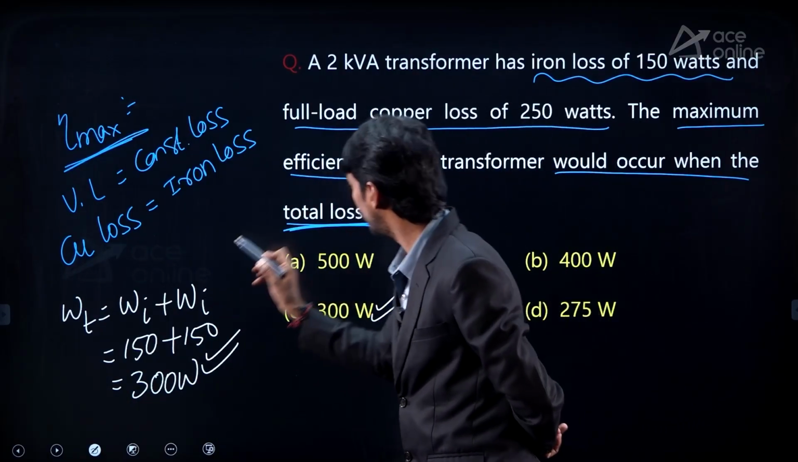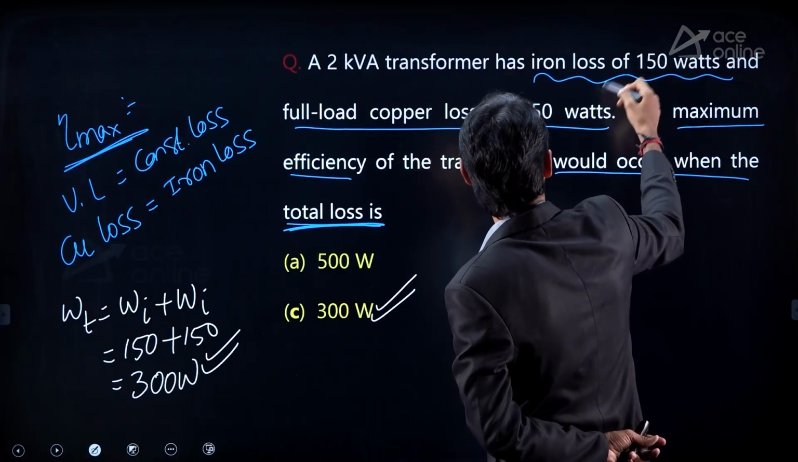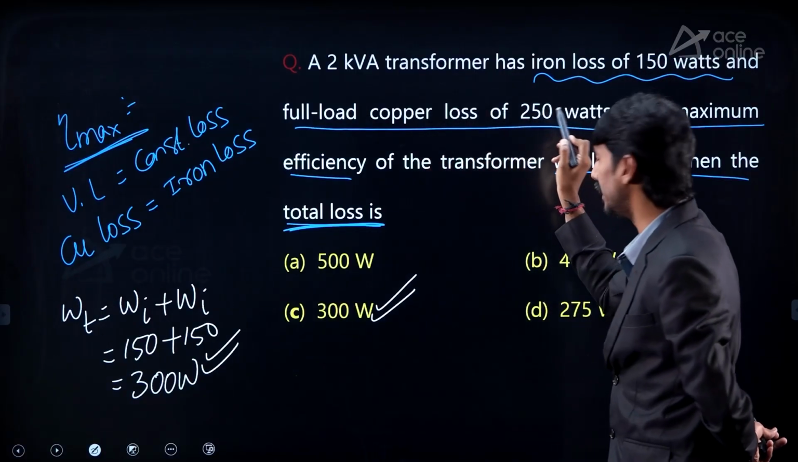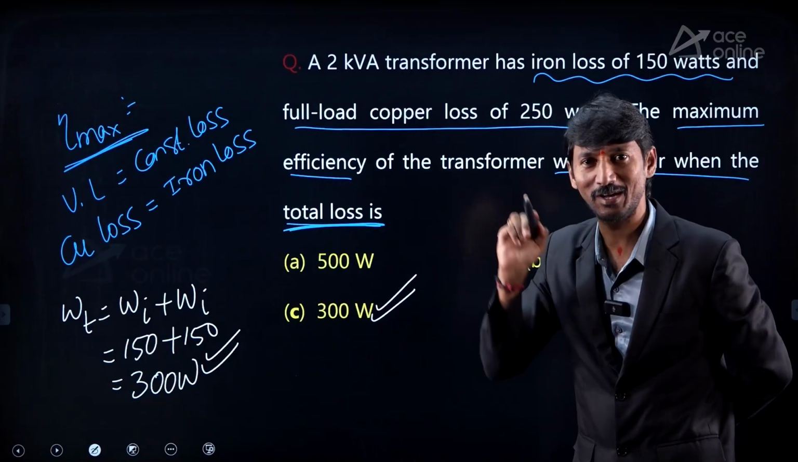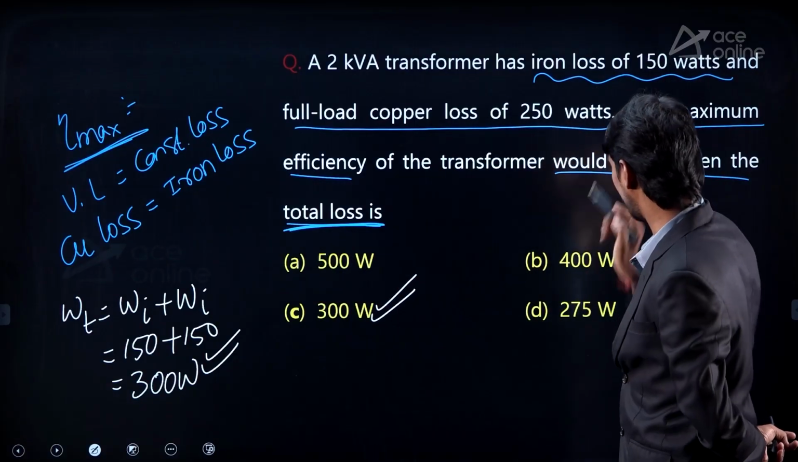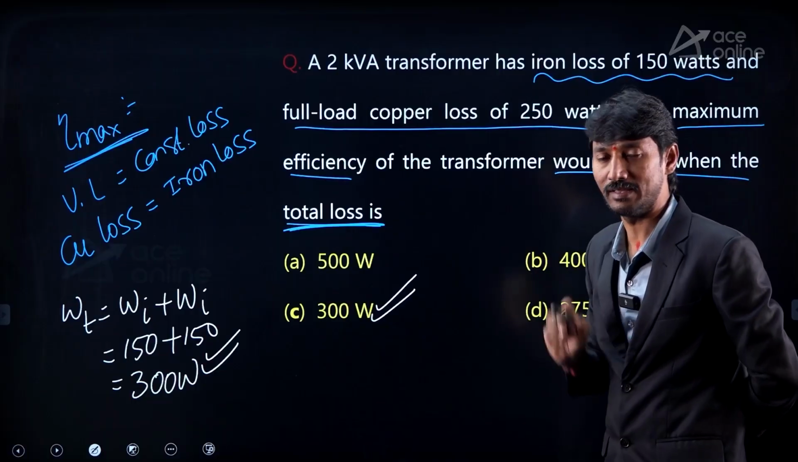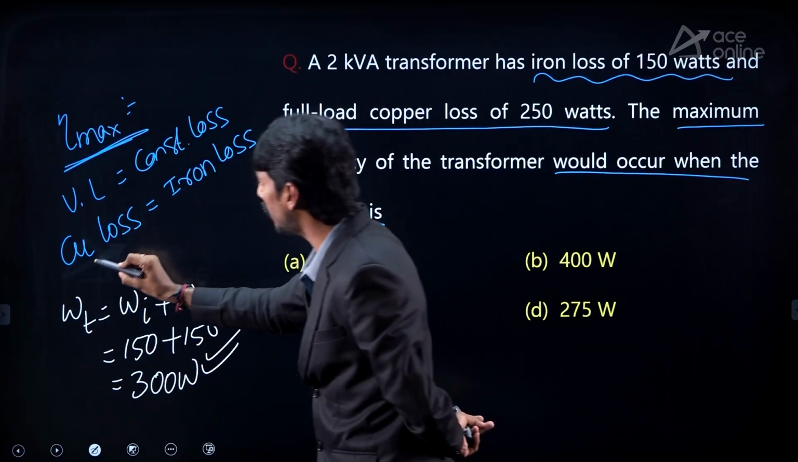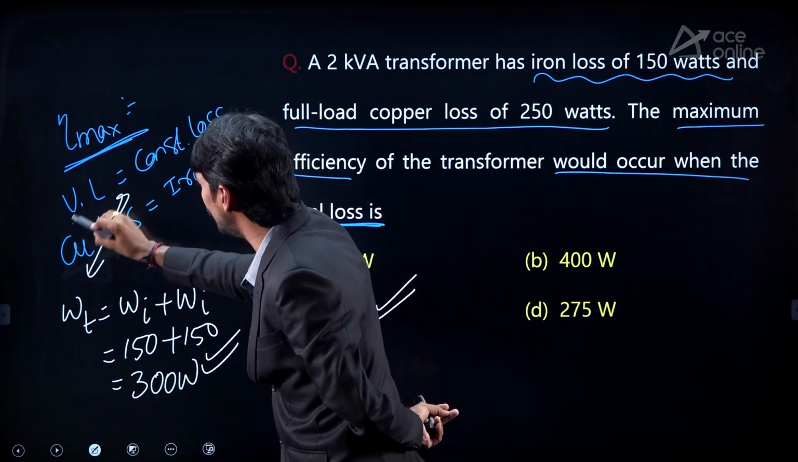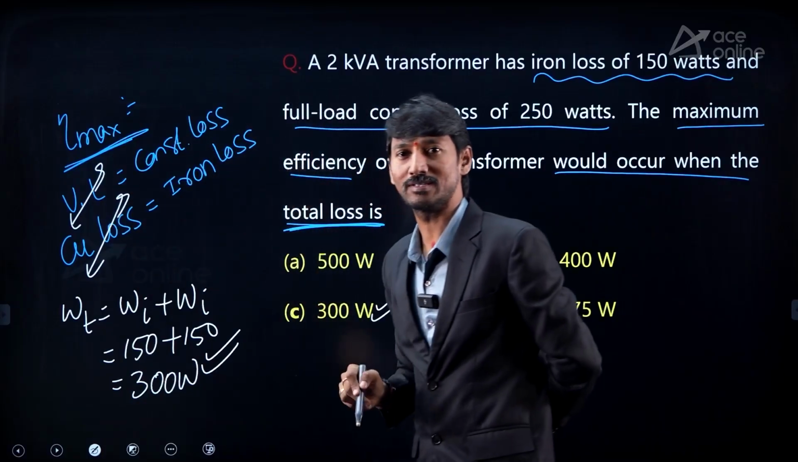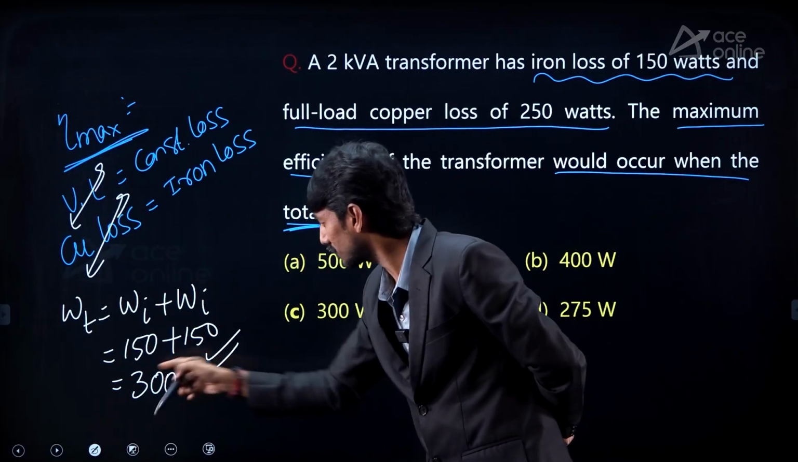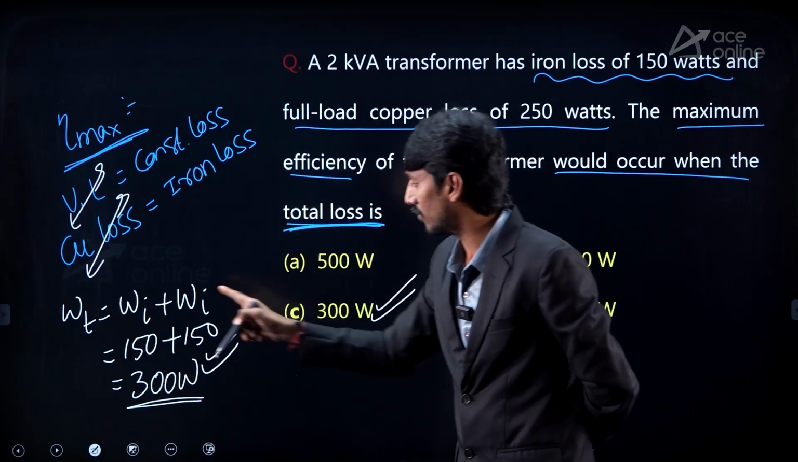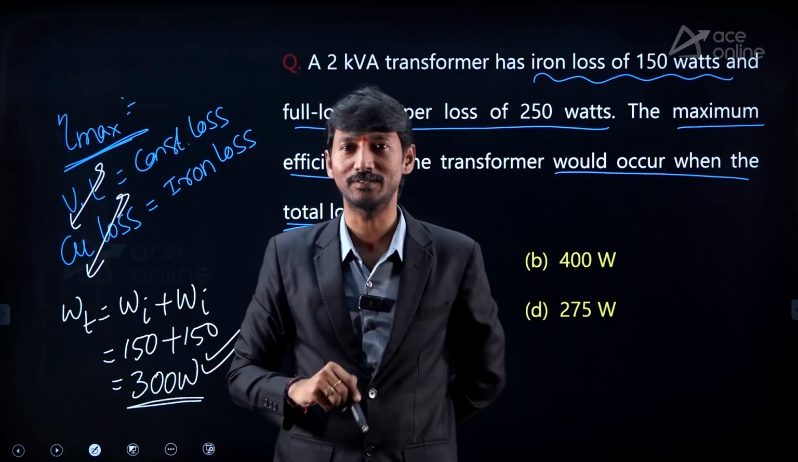Don't reverse it. If 150 is varied and equated to 250, it would be 250 plus 250, 500. That is a wrong answer. If you add directly, 400 is also a wrong answer. That's why be clear: variable losses must be varied and equated to constant losses. Copper losses must be varied and equated to iron loss. That is simply 150 plus 150, 300 watts.